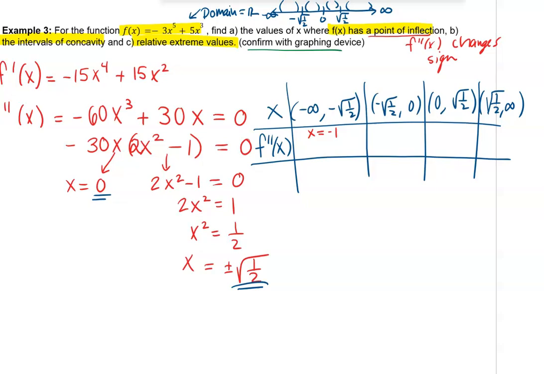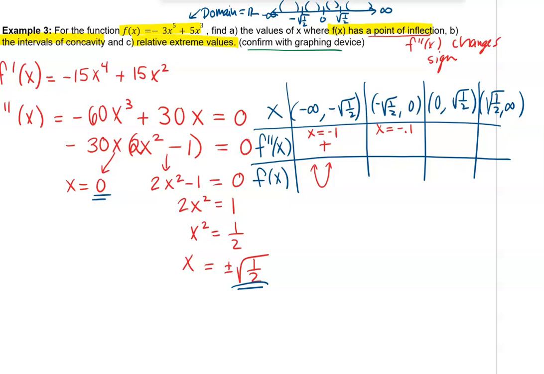So if I plug negative 1 in here, that would make this first part positive and the second part positive as well. So my second derivative is positive for my first interval. So then that would make my function concave up. And then between negative rad 1/2 and 0, maybe I could do something like negative 0.1, because that would be a really small decimal, smaller than negative rad 1/2.